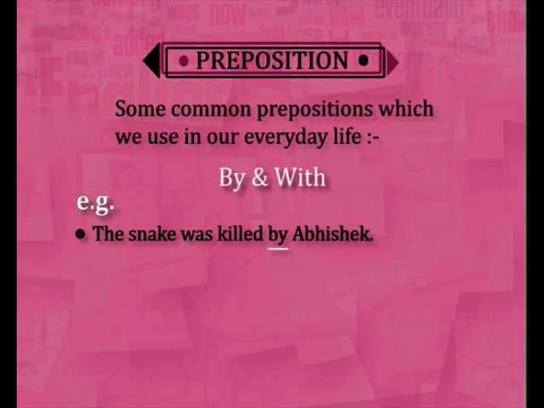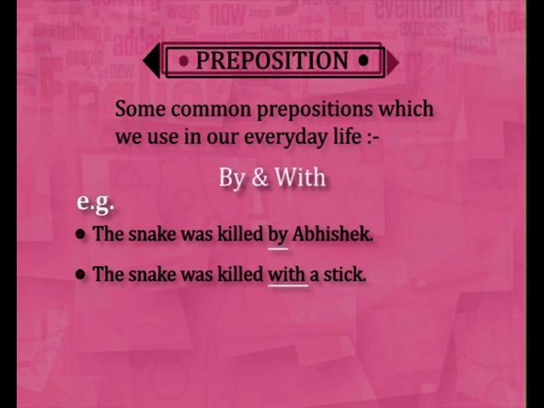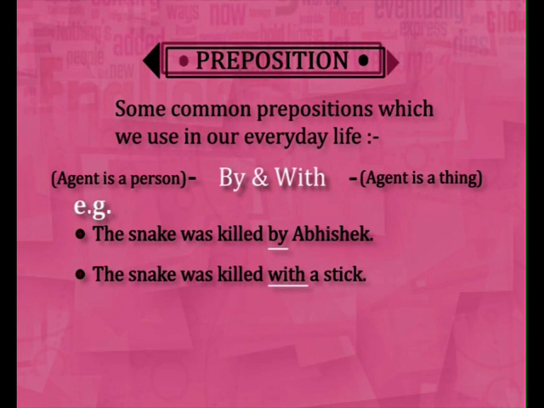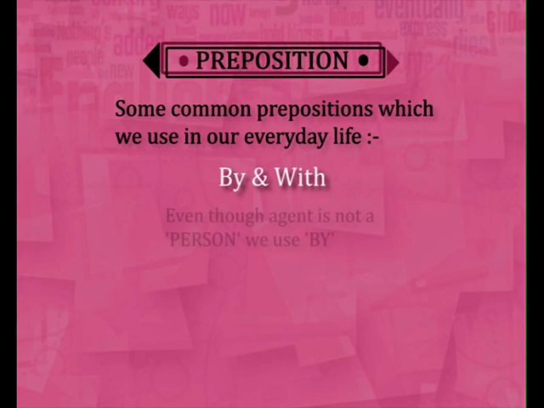But the snake was killed with a stick, because stick is not a person, it is a thing. Okay? And one more thing I am telling you about the previous point. Wherever the agent is a person, it is by. Whenever the agent is a thing, it is with. But apart from that, some exceptional cases are also there. Very exceptional cases. In those cases, even though the agent is not a person, we use by.